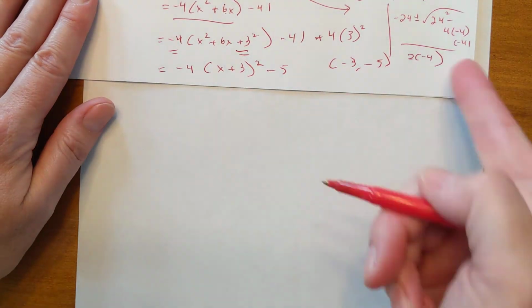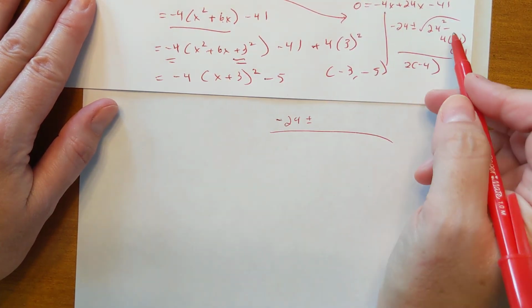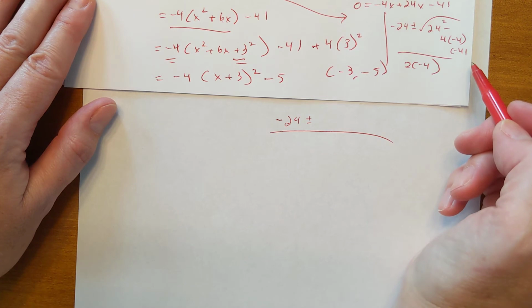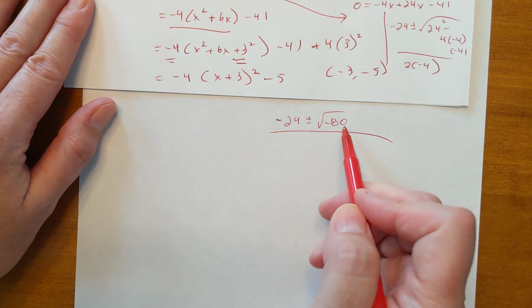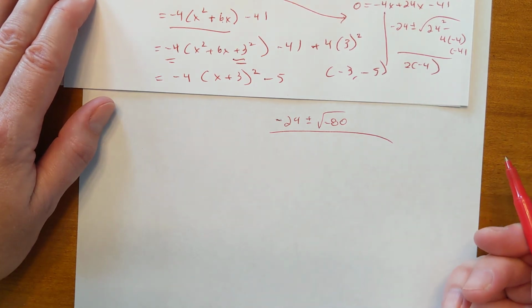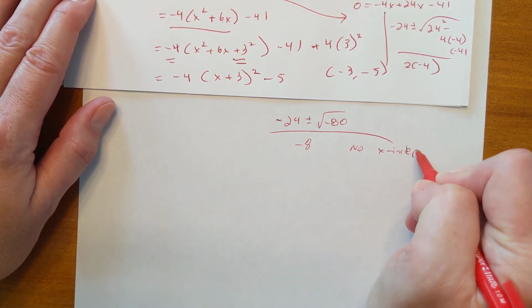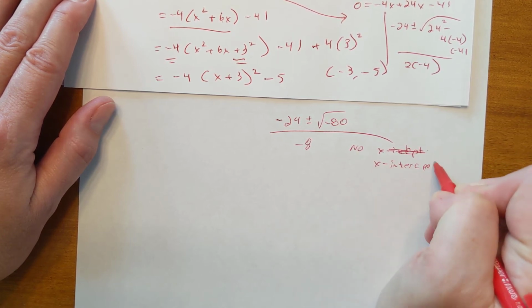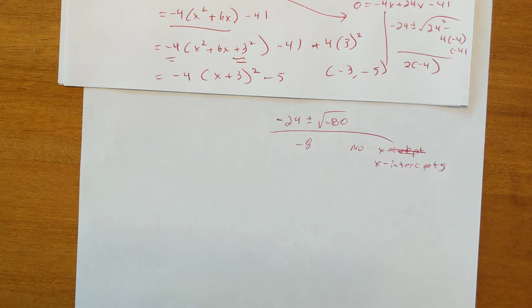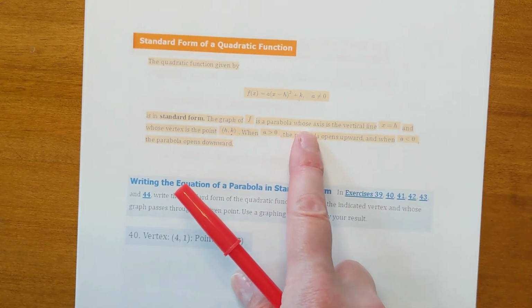So underneath this radical now we have 24 squared minus 4 times negative 4 times negative 41. When you clean all that up, you're going to get the square root of negative 80. So since you got the square root of a negative number, that means it doesn't have any x-intercepts. So there are no x-intercepts, because it's got an imaginary number underneath the radical. All right, and again, you could have graphed it. So we talked about this already on the other page, the standard form and the quadratic formula.